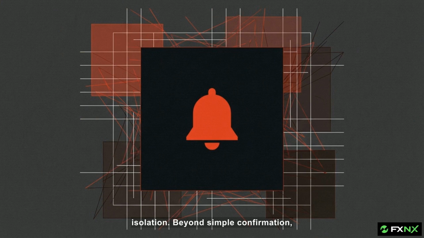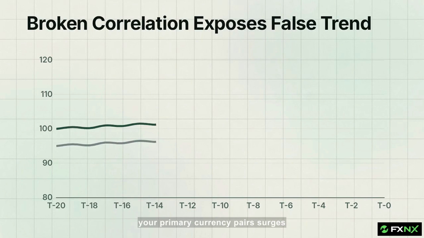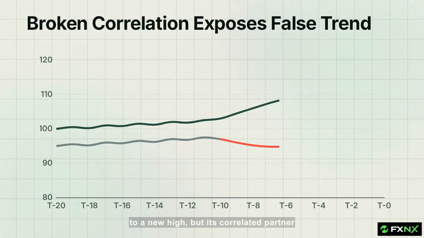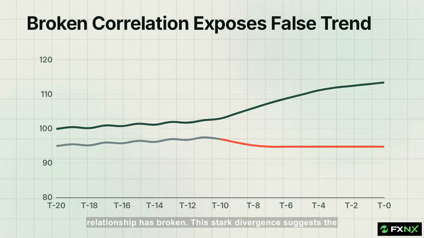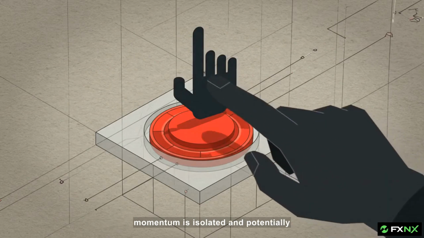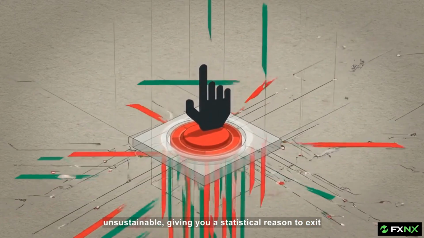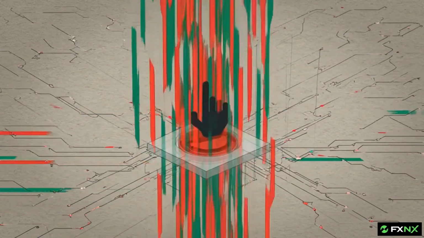Beyond simple confirmation, a sudden breakdown of a long-standing correlation provides a powerful early warning system. This visual shows two historically synchronized pairs. If your primary currency pair surges to a new high, but its correlated partner completely fails to follow suit, the underlying relationship has broken. This stark divergence suggests the momentum is isolated and potentially unsustainable, giving you a statistical reason to exit before the broader market turns against you.